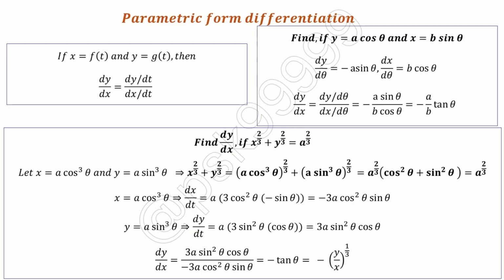Let's see another example. Find dy by dx if x to the power of 2 by 3 plus y to the power of 2 by 3 equal to a to the power of 2 by 3. If you look at only the problem description, it doesn't look like you use parametric form to solve this problem, correct?